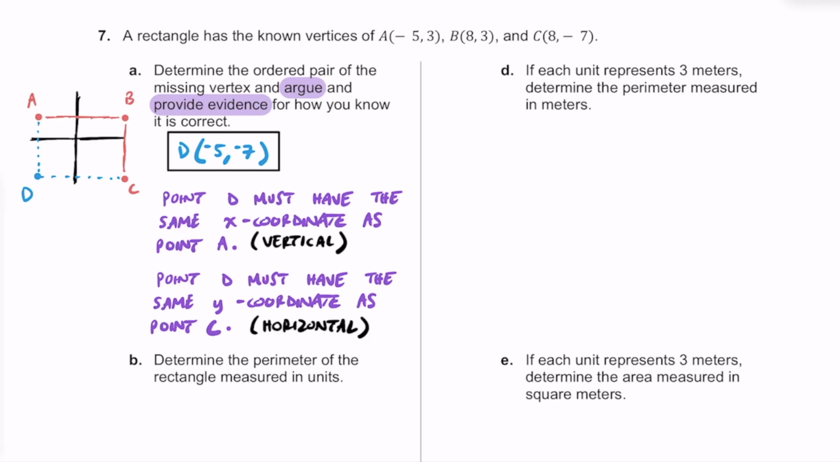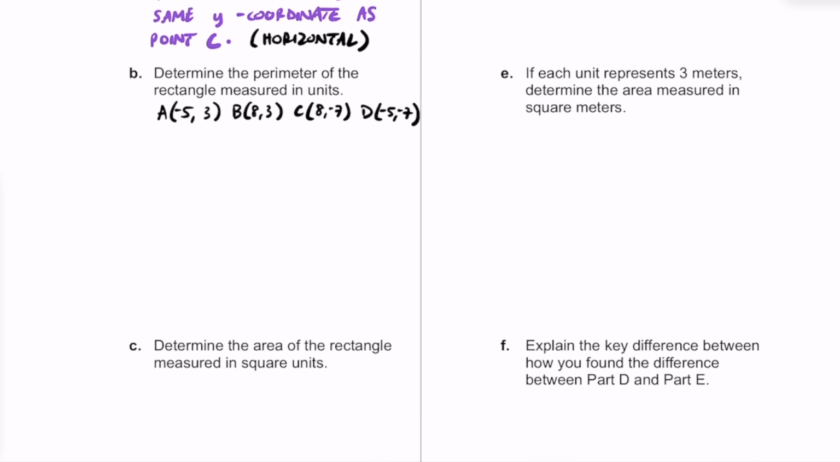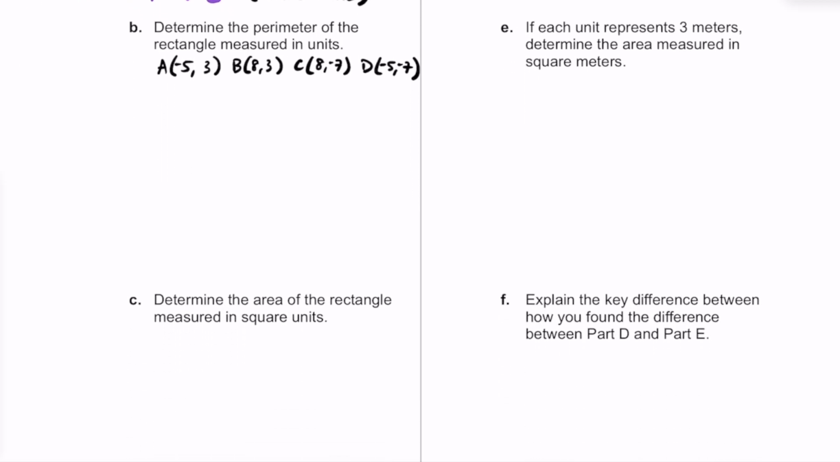That should help back up our answer that D has to be at (-5, -7) over in quadrant 3. All right, for part B, let's see if we can find the perimeter of this rectangle measured in units. I just wrote down each of those coordinates of A, B, C, and D. So let's go ahead and find the perimeter now.